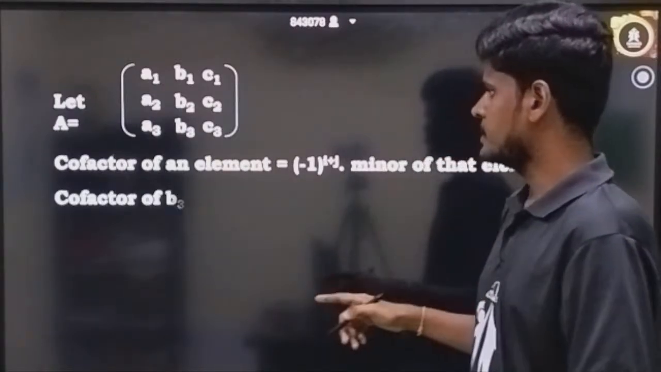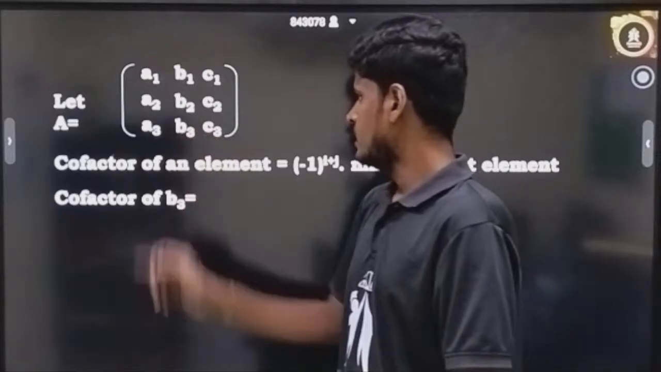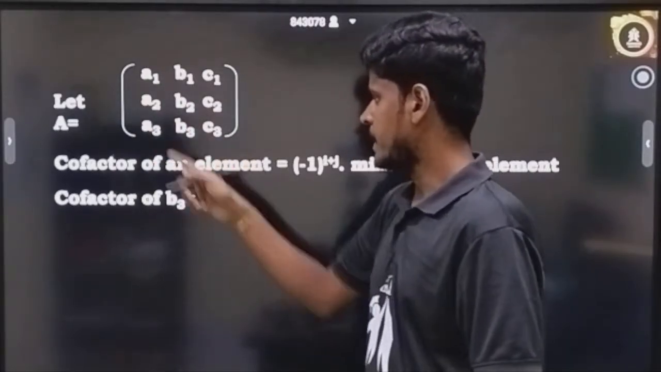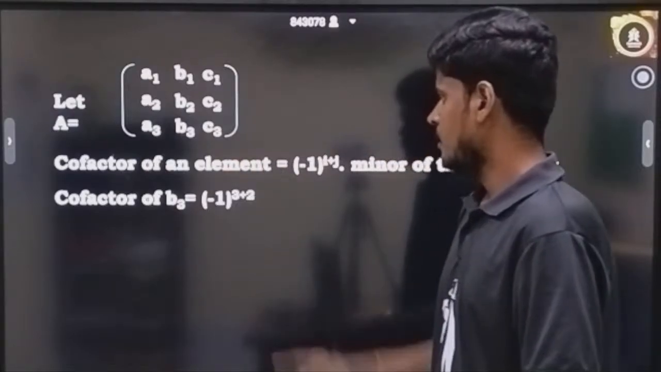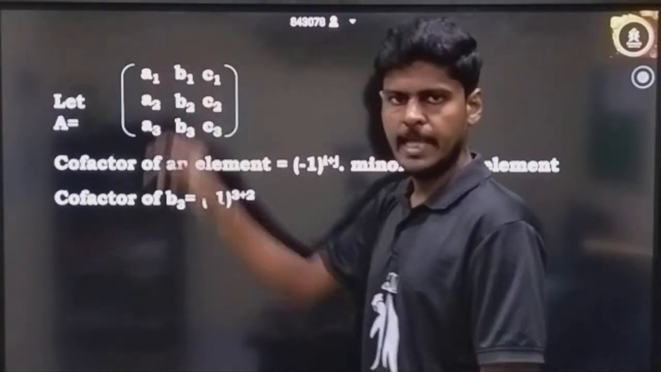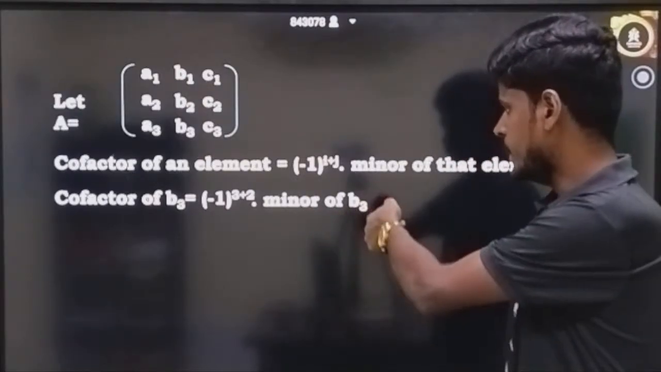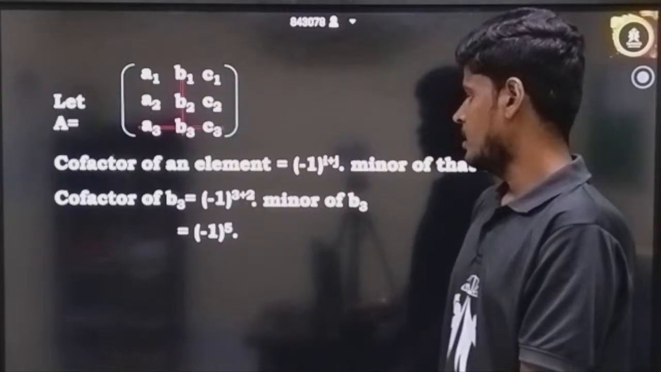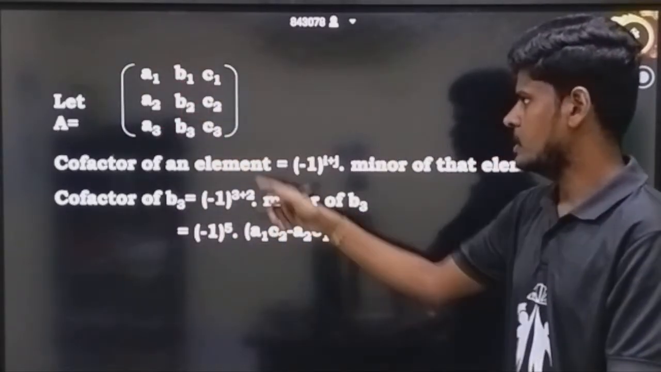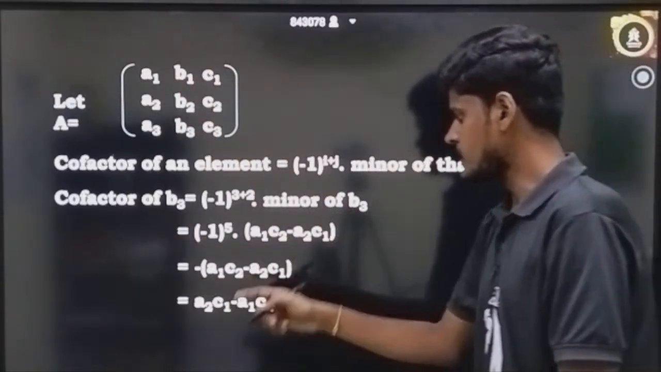Now what is the cofactor of B3? B3 is here, and this is in the third row and second column. That means (-1) power 3 plus 2 into, leaving that row and column, multiply the other two, the value of the determinant of the submatrix. That is the minor of B3. (-1) power 5 into, leaving this row and column, the remaining will be A1 C2 minus A2 C1. So the final answer is this one.